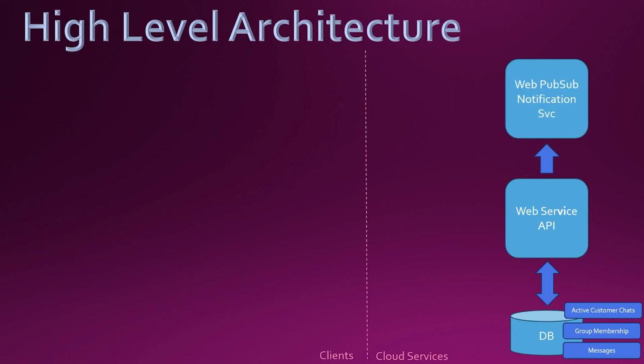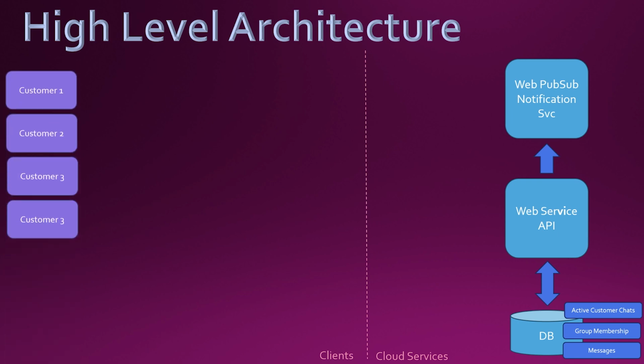Let's go through my high-level architecture. On the right side of my diagram, I have my cloud technologies. I use the Azure Web PubSub service that facilitates the communication between a publisher and subscribers, which are my web service and client apps. Below it, I have my web service API that will handle communication requests from application instances and publish notifications to Azure Web PubSub, as well as interact with my database.